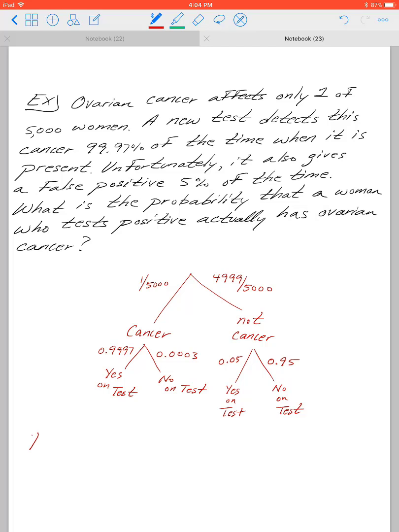So, looking at this, we are asked, what is the probability that a woman who tests positive actually does have ovarian cancer? So we are asked, what is the probability? We know she got a positive test, but what's the likelihood of cancer given yes on this test? Okay, so again we see Bayes' theorem here, right? The probability of both, which you can write as an and like I have previously, or you can abbreviate it like this, divided by probability of yes on that test.